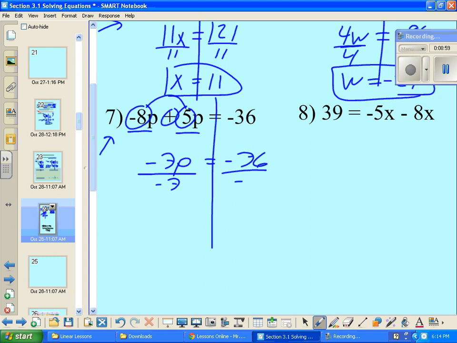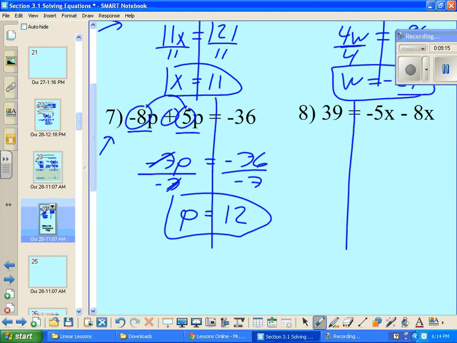I just have to divide both sides by negative 3 because that's what's multiplied to p over here. That'll cancel out the negative 3, so just p is left by itself on the left side. Negative 36 divided by negative 3 gives me positive 12. And my last example on this page, again, I'll draw my line. The x's are on the right side this time, but that's okay. I'm still going to follow the exact same steps. It doesn't matter whether they're on the left or the right. Either way, I can still solve and get x by itself.